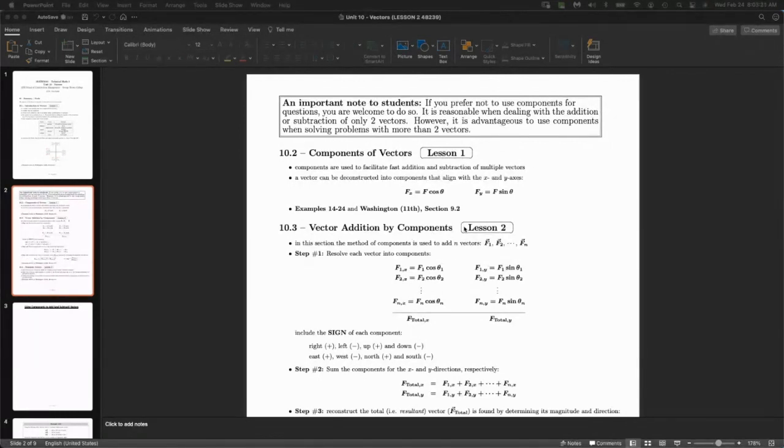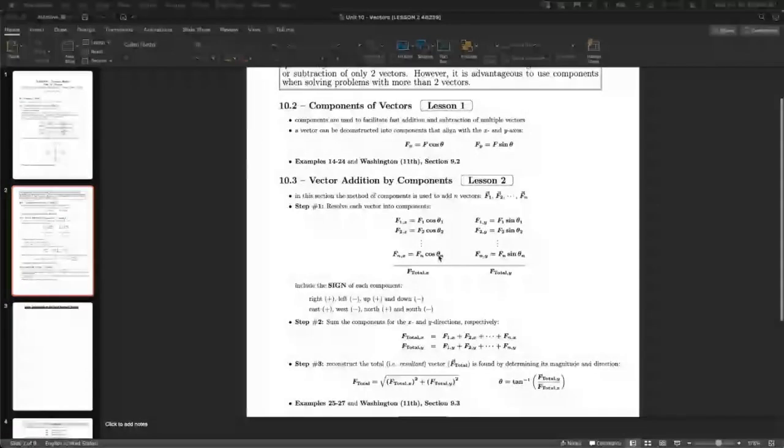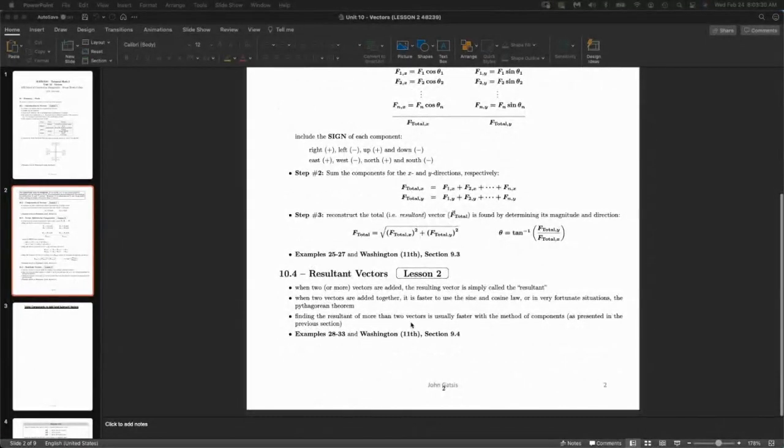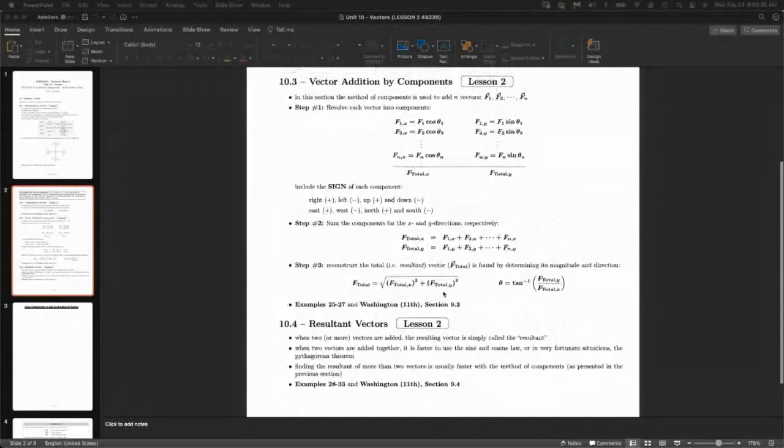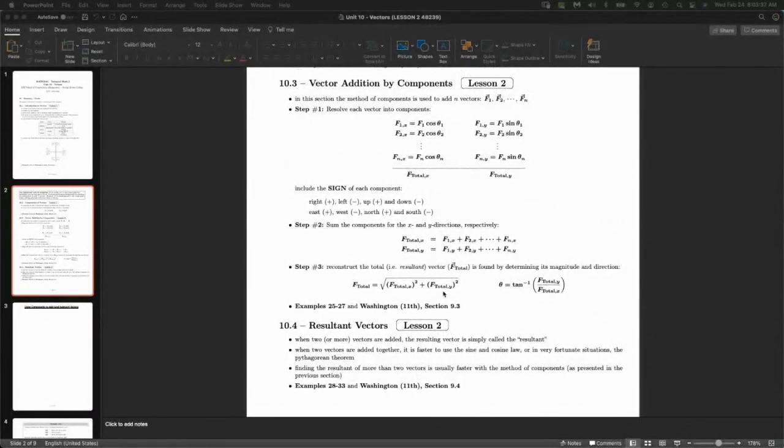So what we're going to focus on in today's lesson is 10.3, which is the actual method of components. And then we're going to talk briefly about what resultant vectors are. So you actually have all the tools in the toolbox, so to speak, in terms of your math skills. The way that I'm delivering the material is consistent with the textbook. For those of you that want to add two vectors together any other way you feel like, for example, sine and cosine law, you are free to do that.